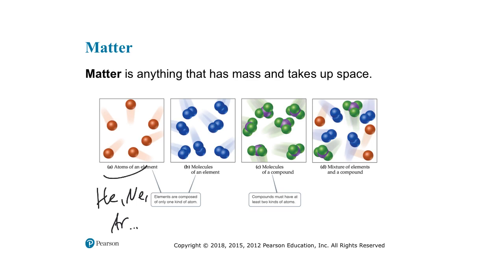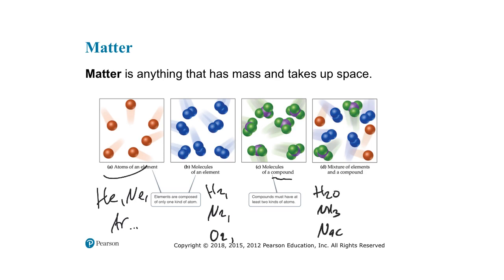Other elements more commonly exist as a molecule at room temperature and atmospheric pressure. Examples of these would be things like hydrogen gas, nitrogen gas, oxygen gas, etc. Other examples of matter include molecules of a compound. Now, a compound is any type of substance that has two or more elements present. So some examples of compounds could be things like H2O, NH3, etc.